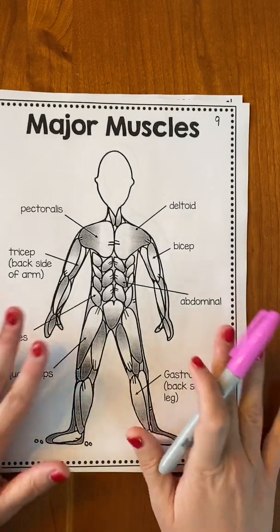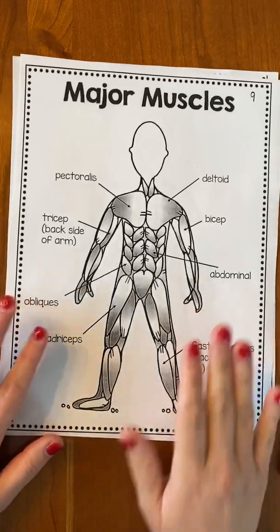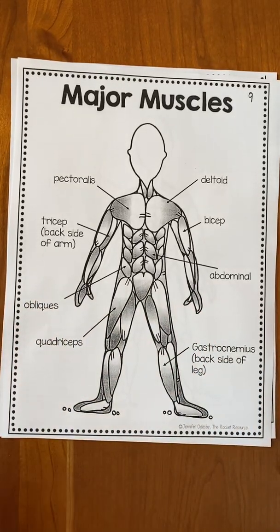Hey, fifth grade. We are here today to talk about muscles. When we started our skeletal system, we talked about bones. We talked about how there's over 200 bones in your body. But luckily for you, you did not have to memorize all of them. And so we studied just a few of the major bones.